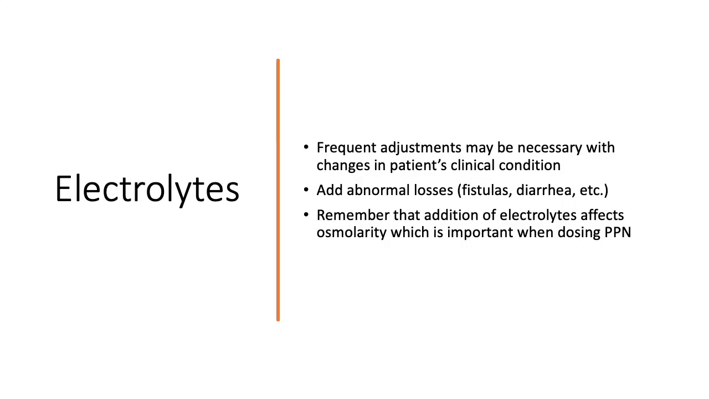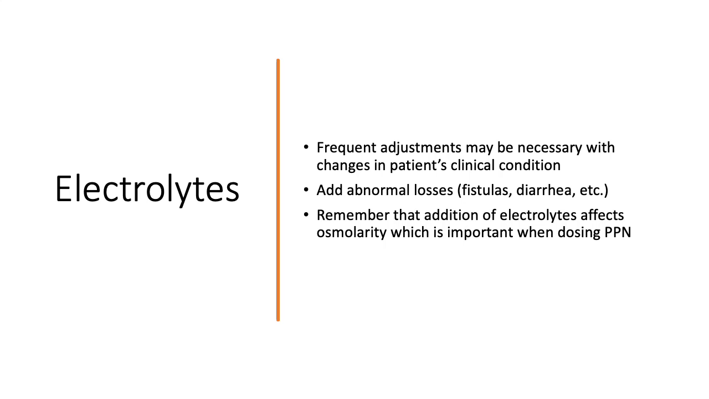Everything that we just talked about for electrolyte dosing, remember that these are very general guidelines. It's a good place to start, but each patient should receive individualized electrolytes based on their clinical status and diagnosis. So frequent adjustments may be necessary depending on whatever changes your patient has in their clinical condition. Make sure you account for abnormal losses like fistulas, diarrhea, high NG output. And then remember that the addition of electrolytes affects osmolarity, which is especially important when we're dosing PPN.